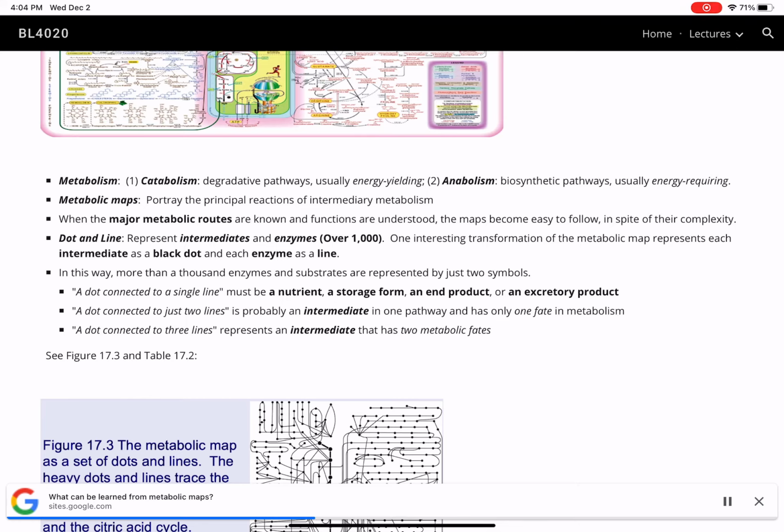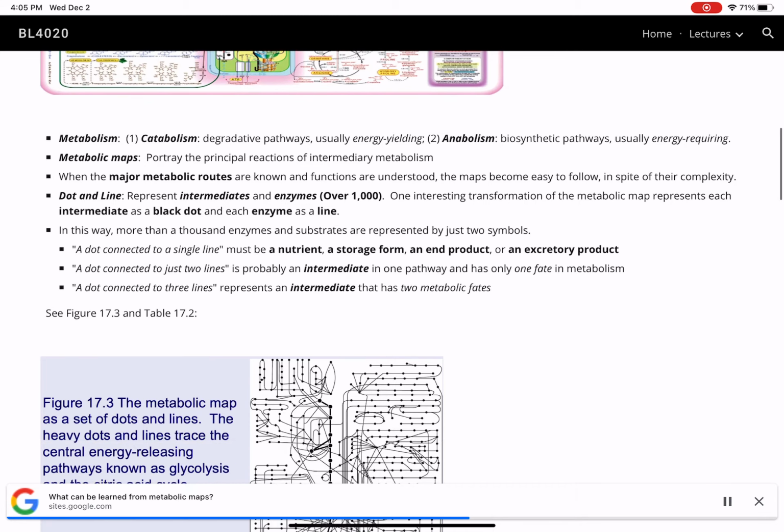One interesting transformation of the metabolic map represents each intermediate as a black dot and each enzyme as a line. In this way, more than 1,000 enzymes and substrates are represented by just 2 symbols. A dot connected to a single line must be a nutrient, a storage form, an end product, or an excretory product. A dot connected to just 2 lines is probably an intermediate in one pathway and has only one fate in metabolism. A dot connected to 3 lines represents an intermediate that has 2 metabolic fates. See Figure 17.3 and Table 17.2.